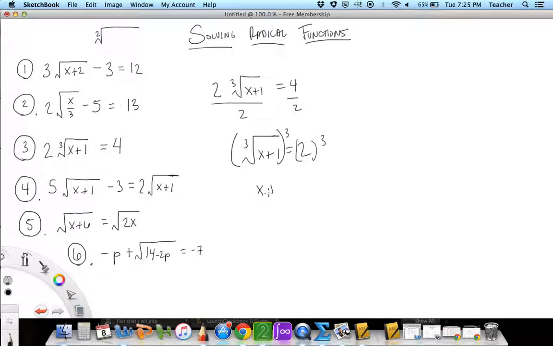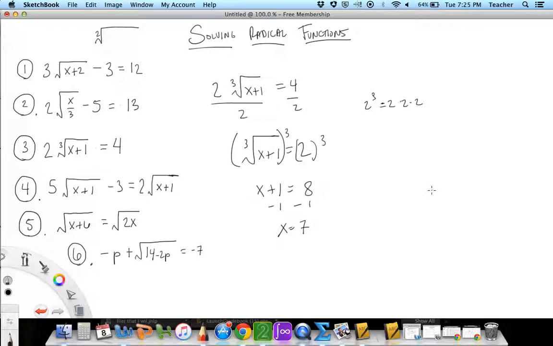So now I have x plus 1 equals 8. Remember, 2 cubed is the same as 2 times 2 times 2, so that would be 8. It's not 6. And if I subtract 1, I get x equals 7.